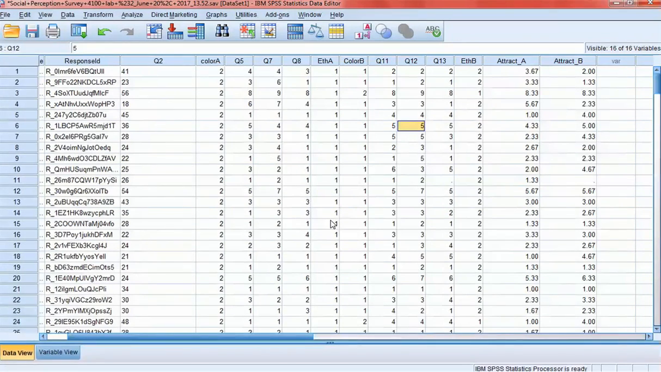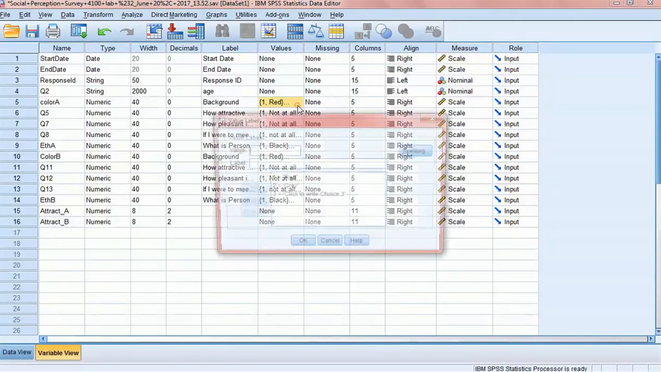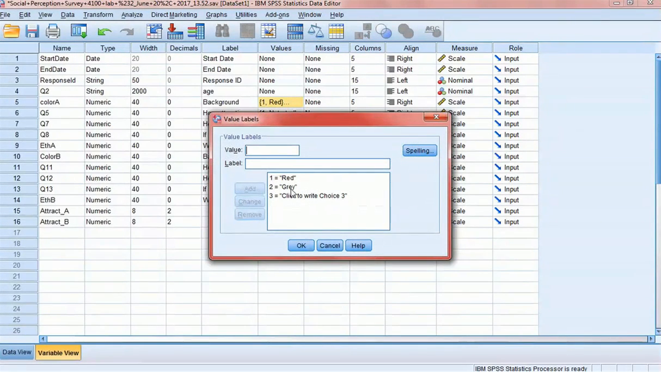So the first bit of data preparation, if you'll notice, we're in the data view now, so we've got a variable for the color, and for the color, 1 is a red background, 2 is a gray background, and 3 is click to write choice 3 because I wasn't paying attention when I set up the online data entry portal, so we're just going to go ahead and clear those out. But 1 is red, 2 is gray background.